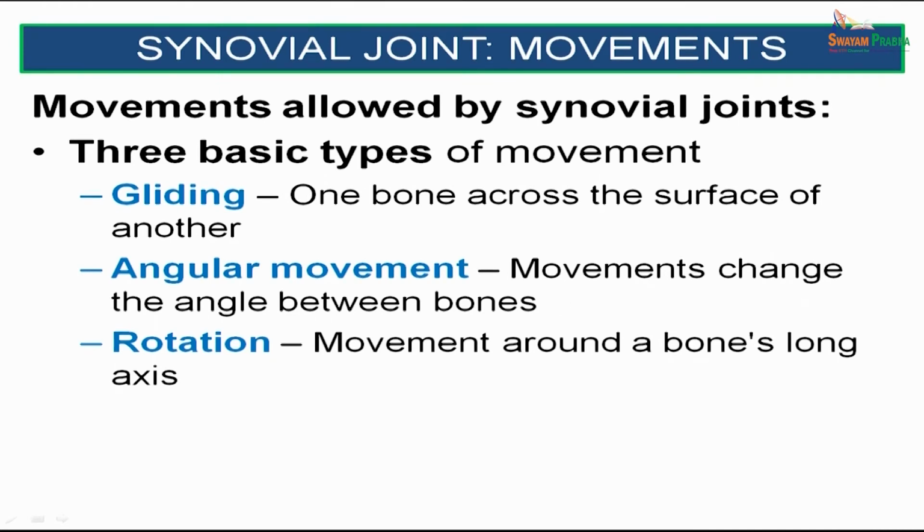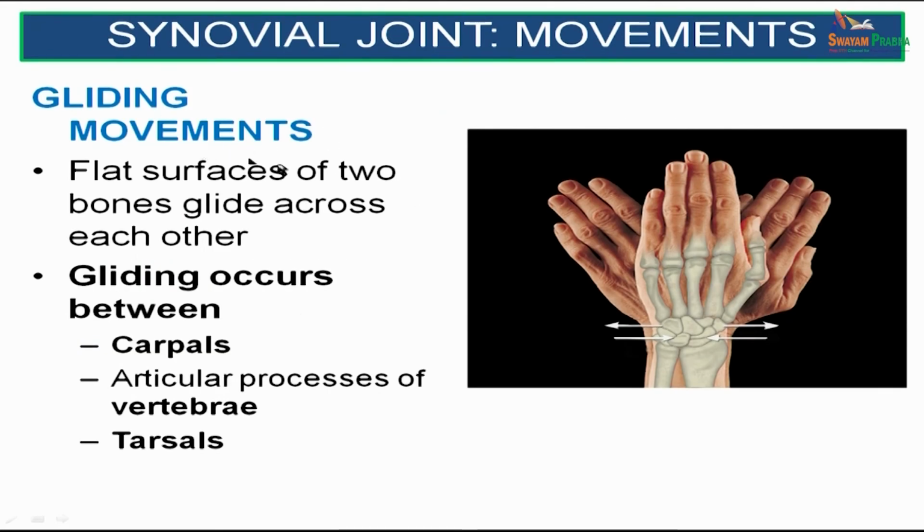Now, we have to understand movements of joints. There are three basic types of movements in any joint. Either they may be gliding, or they may be angular, or they may be rotation movement. So, if we look at this picture here, we can understand gliding movement. In gliding movement, the flat surfaces of bones glide over each other, and we can see such gliding movement in carpals, articular processes of vertebrae, and tarsals.